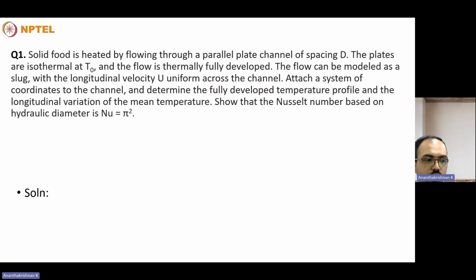Attach a system of coordinates to the channel and determine the fully developed temperature profile and the longitudinal variation of the mean temperature. Show that the Nusselt number based on the hydraulic diameter is equal to pi squared. So look into the problem. I'll give you a couple of minutes to see what exactly the problem is and how we can tackle this.